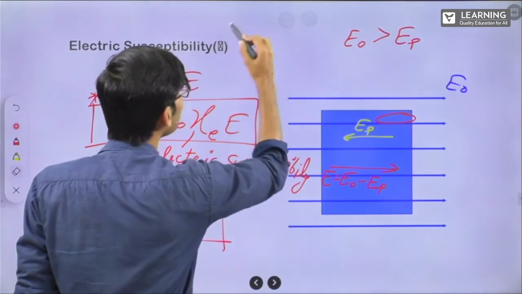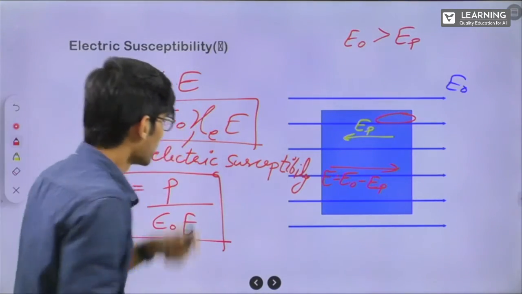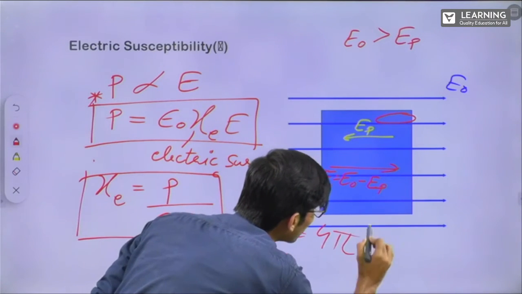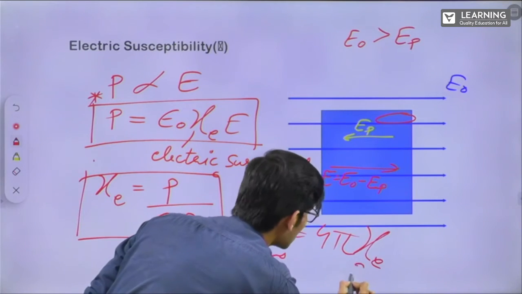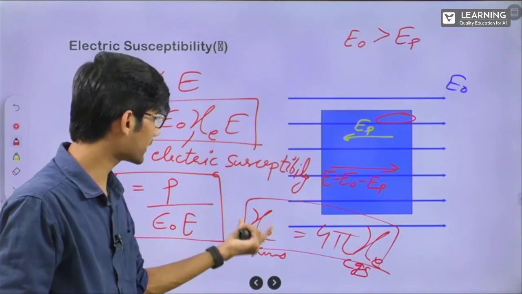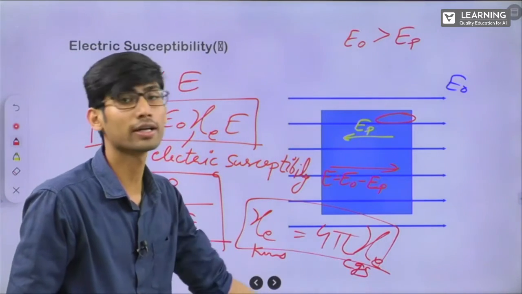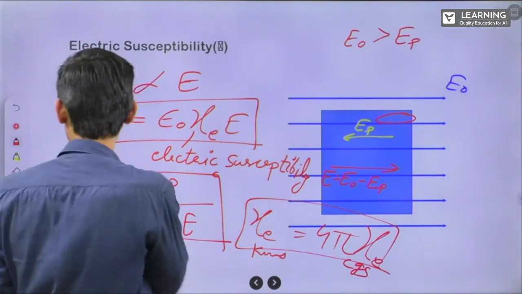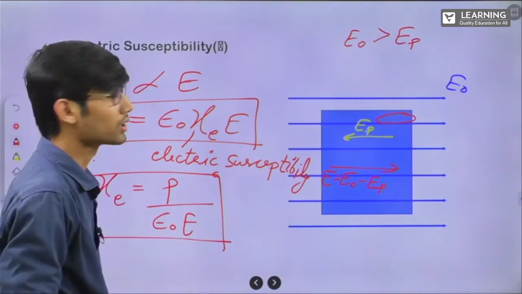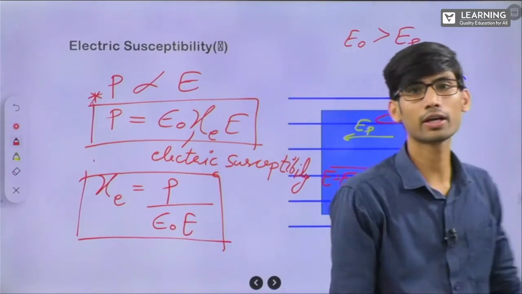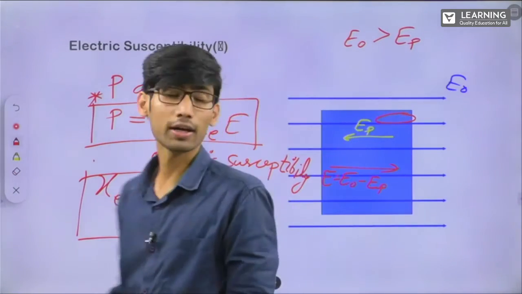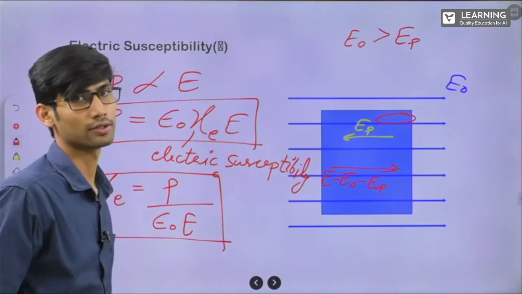Because of this difference in the system, chi E in the MKS system is equal to 4 pi times chi E in the CGS system. This electric susceptibility in the MKS system is 4 pi times the electric susceptibility in the CGS system. No need for this, just for your information I am telling you. In your CBSE books, this formula is given because we are following the MKS system. P is equal to epsilon naught chi E, and electric susceptibility is the polarization to electric field ratio.